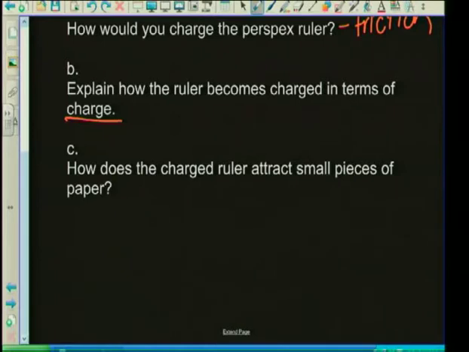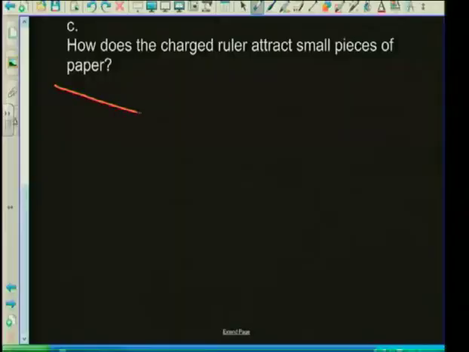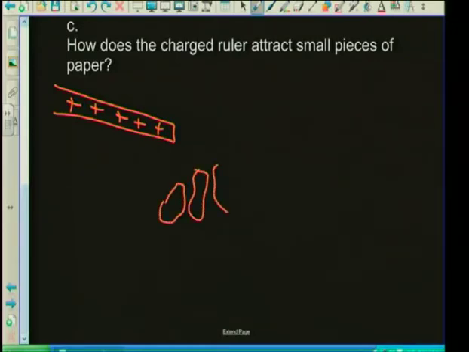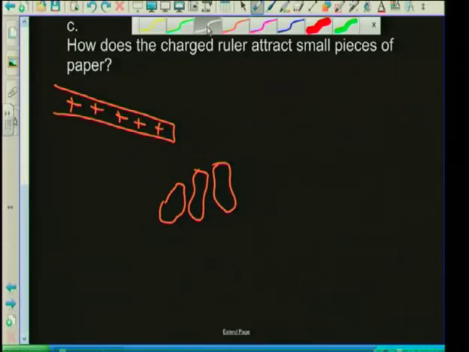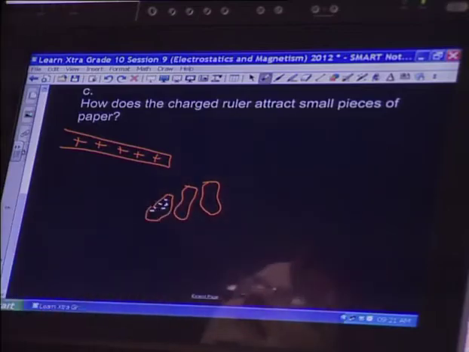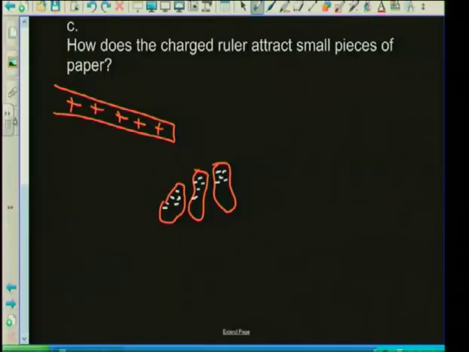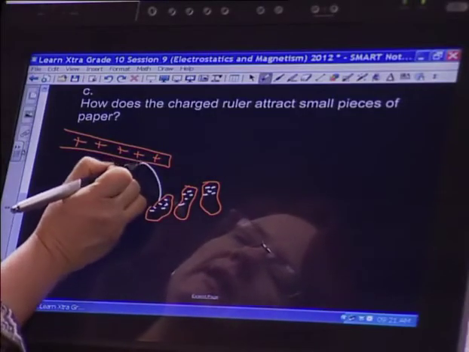next question. How does the charged ruler attract small pieces of paper? Well, this is interesting because I didn't really spend too much time on that. This is what you need to recognize, and maybe drawing a diagram is a good idea. If we have my ruler, and let's say it becomes positively charged, and then we have our little pieces of paper. As the ruler comes towards the pieces of paper, the electrons in the paper are attracted to the positively charged rod. They move to the top of the piece of paper, the positive charges move down to the bottom, and the pieces of paper get attracted to the ruler. In fact, you can pick up very, very small pieces of paper. It's an interesting little test to do on your own.